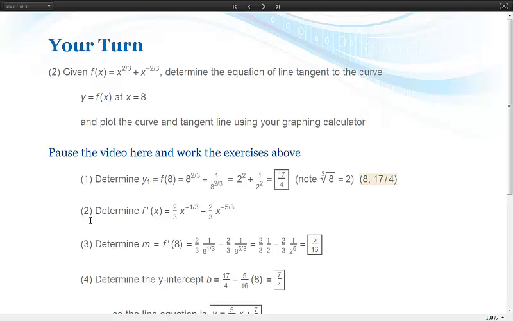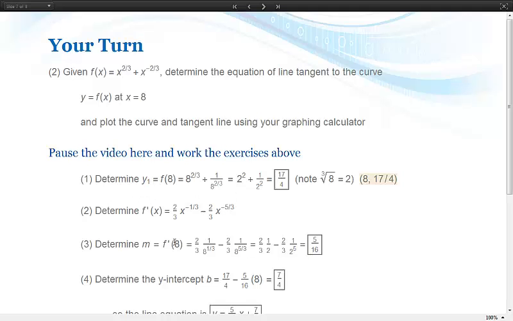So now, determine the derivative. That's what we need to find the slope of the tangent line. That's easy. We use the power rule. So it's 2/3 x to the minus 1/3, and remember, this is in the form where we can easily take the derivative, minus 2/3 times x to the minus 5/3, because when I subtract 1 from negative 2/3, I get minus 5/3. So this is the derivative function.